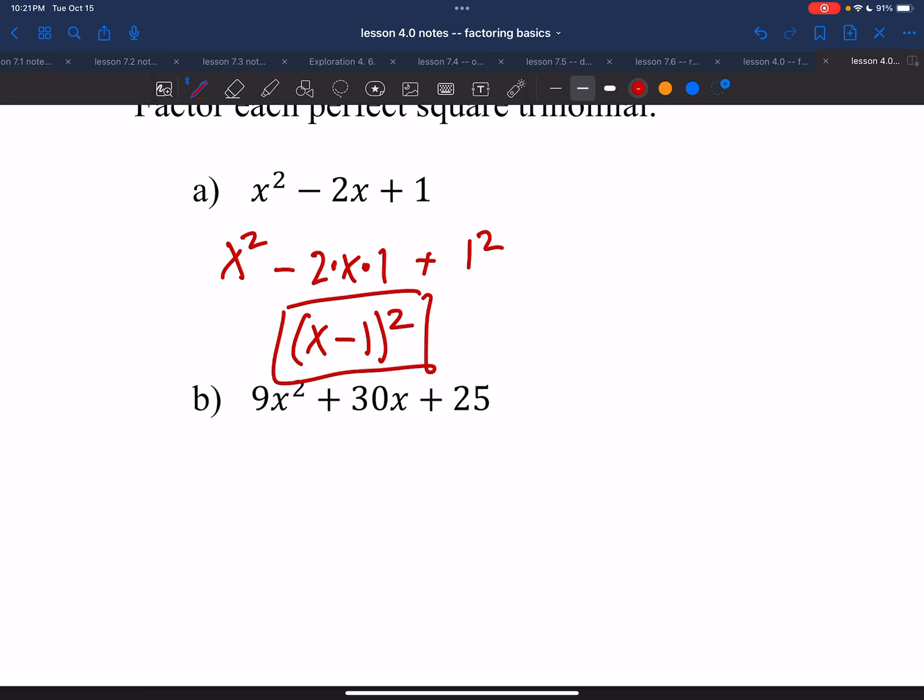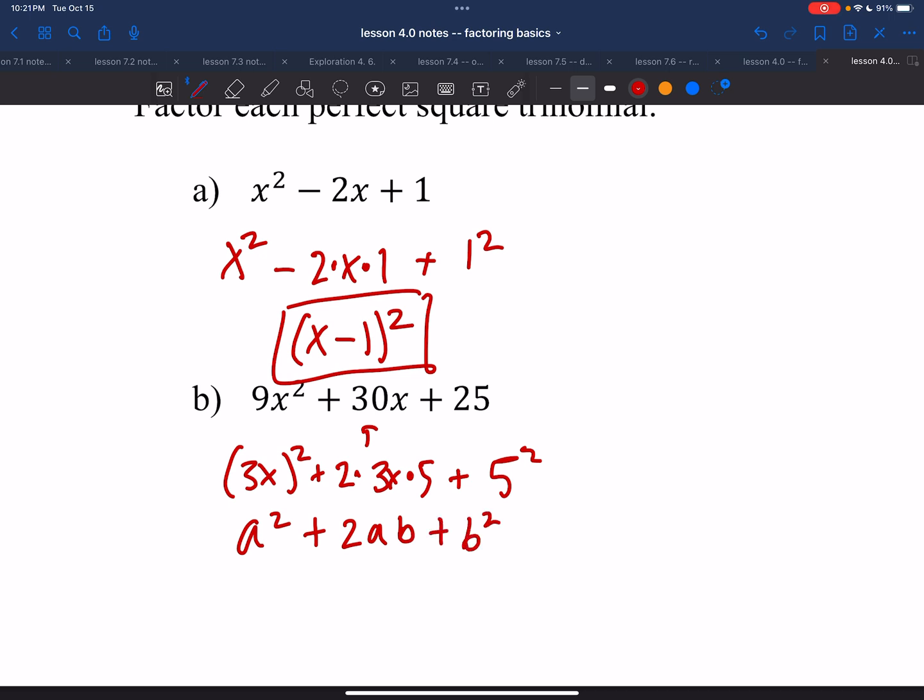9 and 25, hey, those are perfect squares. This is a pretty good thing to notice. 9 is 3 squared, so 9x squared is 3x quantity squared. And 5 squared is 25. Now, if you took 3x times 5, that would get you 15x. And if you double that, you get this 30. So it's quantity 3x squared plus 2 times 3x times 5 plus 5 squared. This follows the a squared plus 2ab plus b squared pattern, which means this factors as a plus b squared, where a is 3x and b is 5. And so we are done. 3x plus 5 quantity squared. Again, this is called a perfect square trinomial.